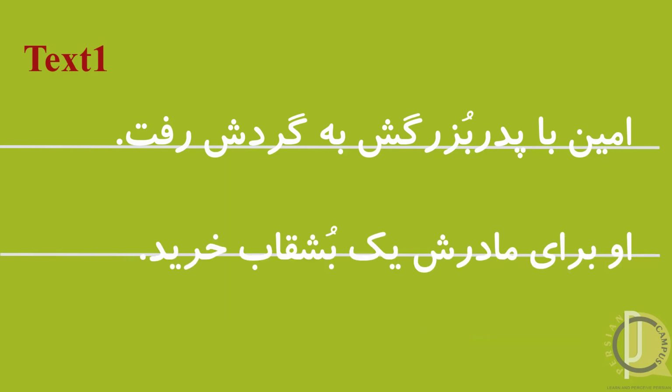Next line. او برای مادرش یک بشقاب خرید. Repeat. او، برای، مادرش، یک، بشقاب، خرید. Shadow. او برای مادرش یک بشقاب خرید. Now say it alone. او برای مادرش یک بشقاب خرید.